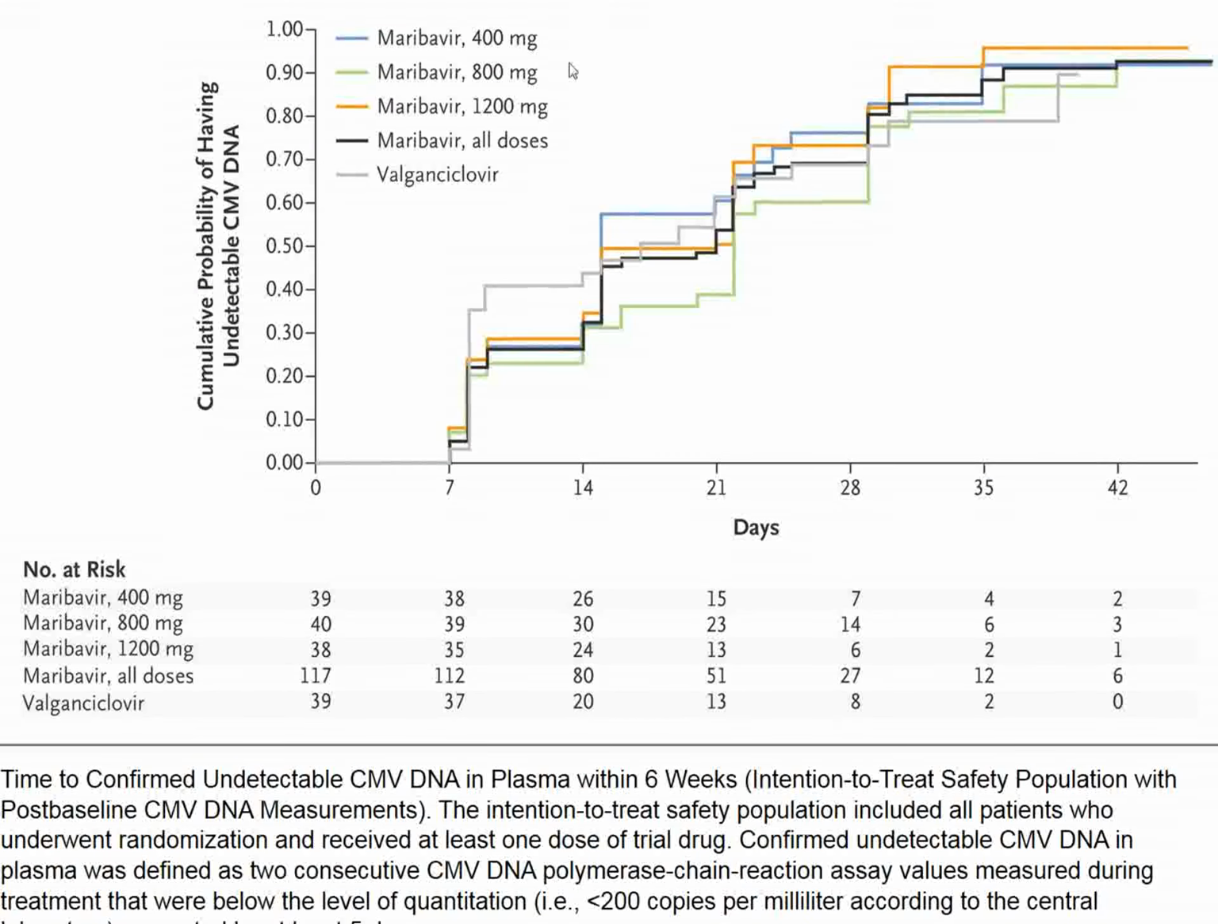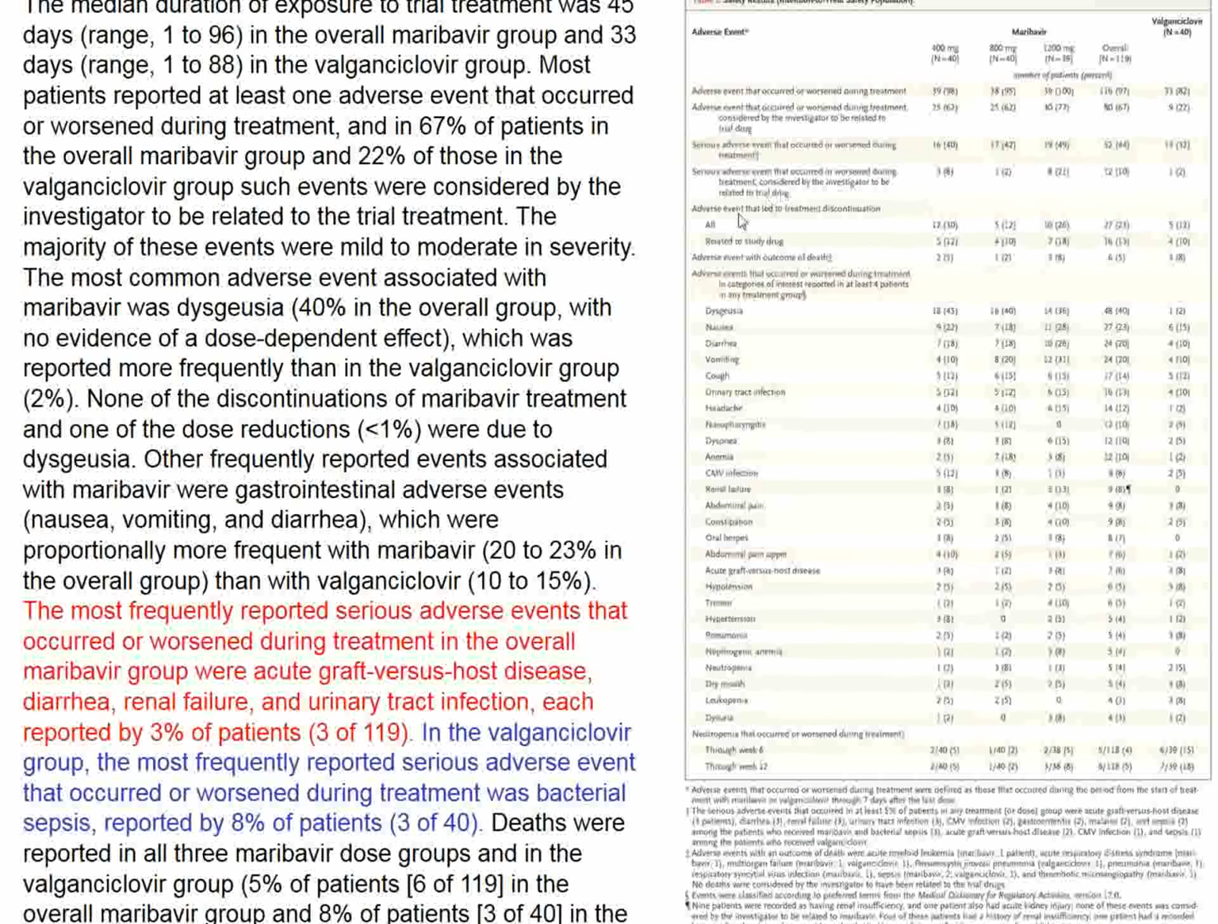And as we see here, the gray line is the valganciclovir group, and indeed, after about 4 weeks of treatment, the cumulative probability of having undetectable CMV DNA lies at about 80% in all the various groups. The different doses of maribavir seem to do about the same, and the efficacy of these treatments seems similar and not statistically different.